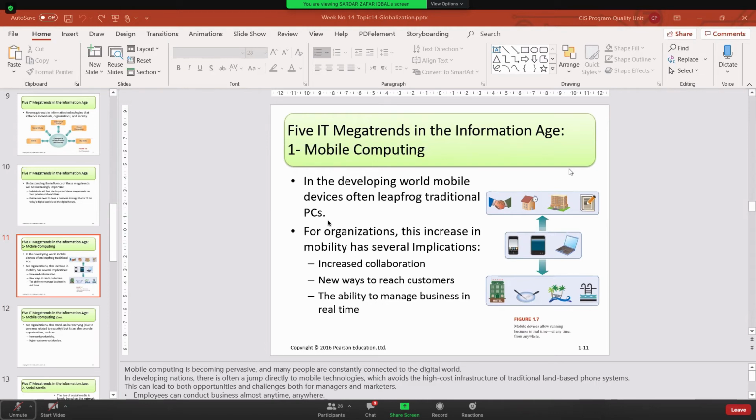You will do the Zoom meeting, you will use the Teams software, Bittrex, there are so many apps there. So your collaboration is increased. New ways to reach customers. Yes, social media. Now people are finding the customer from social media, from emails, from messages. The ability to manage business in real time. Yes, you will put your question here right now, and in the next minute, maybe you will get the answer for that. Right? Do you agree with this?